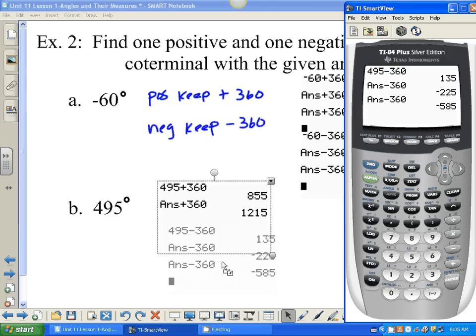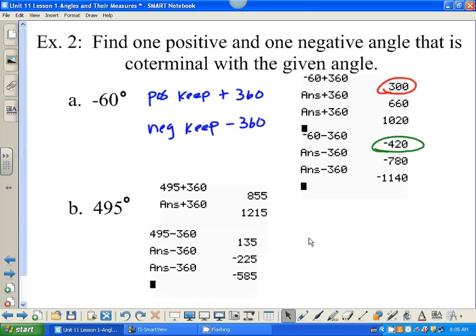In this problem, the most common answers that kids will give me: a lot of them will just add 360 once to get a positive. Or some of them notice if you subtract the revolution, you get 135. Please understand that all of those are correct answers. The ones circled are the most common that I'll get from students. And the most common answer I would get from students for my negative coterminal angle would be negative 225 degrees. Okay.